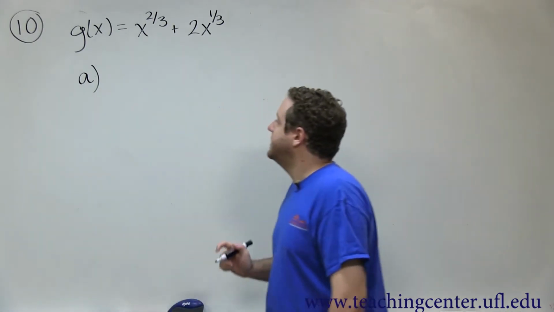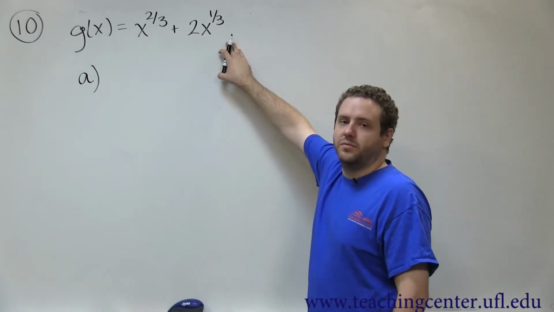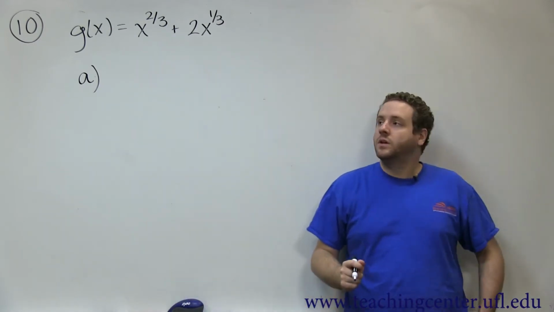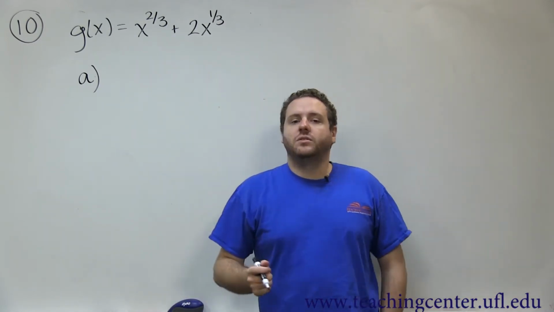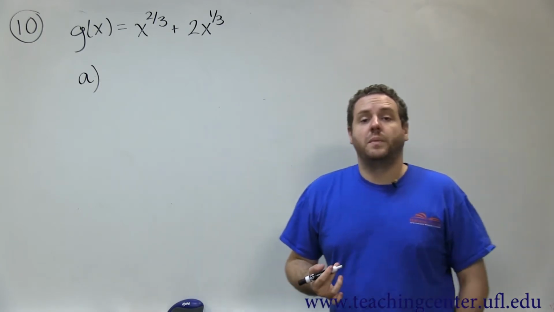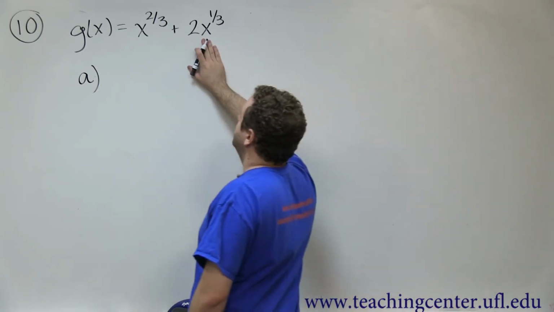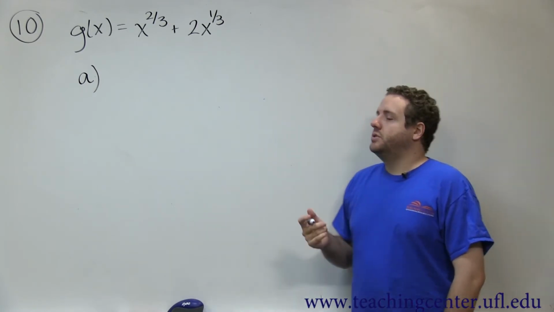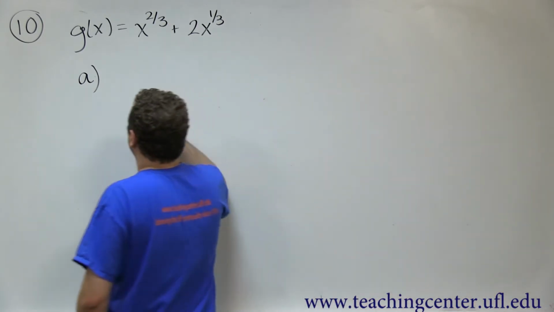So what you want to notice here is that these are cube root functions because they have denominator 3 in their powers. So a cube root function in general doesn't have any issues with the domain, right? There's no number that you could plug in here and not be able to take the cube root of it. So that should clue you in that there's no vertical asymptote here.